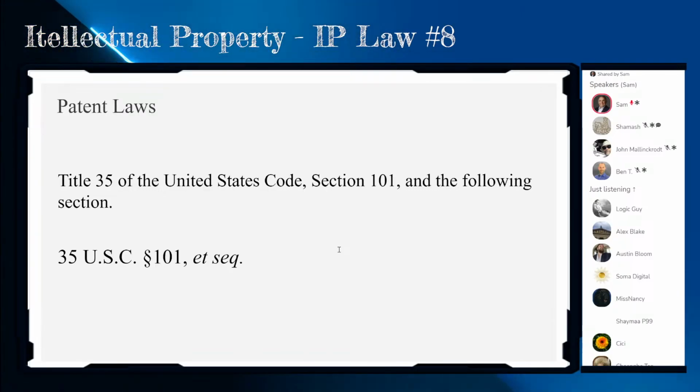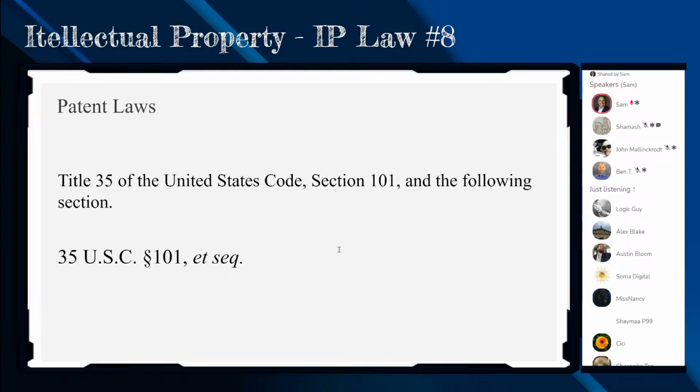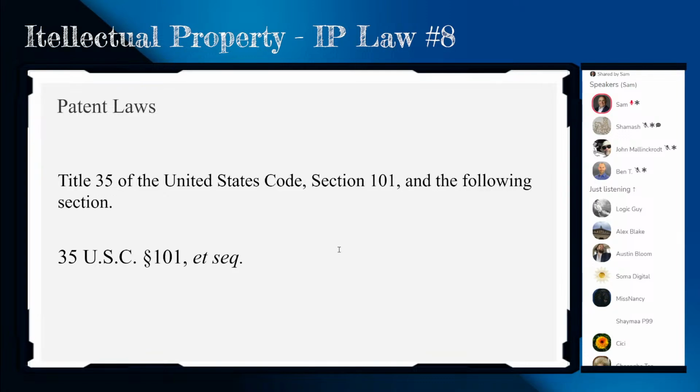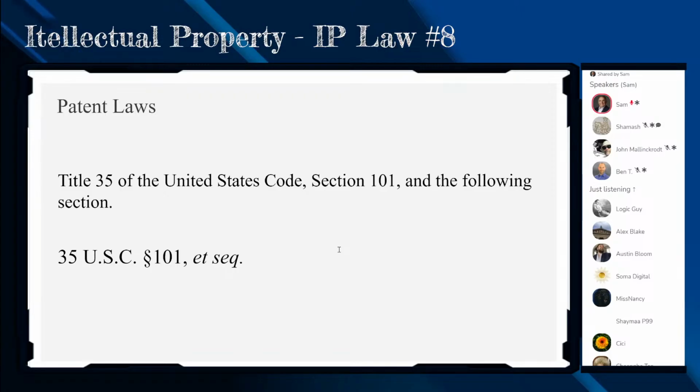Patent laws are at Title 35 of the United States Code, starting with Section 101 and the following sections. That sentence we write as 35 USC Section 101 et seq. Et seq. is short for et sequentes, which means "and following" in Latin. So you see that et seq. quite a bit in legal citations. So 35 USC Section 101 means Title 35 of the United States Code.